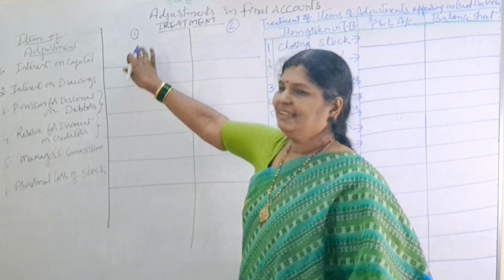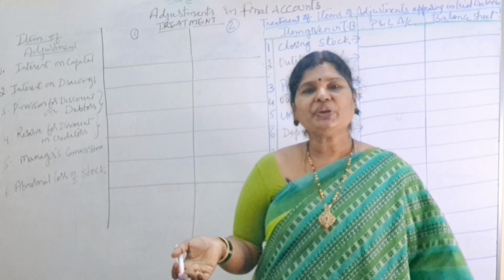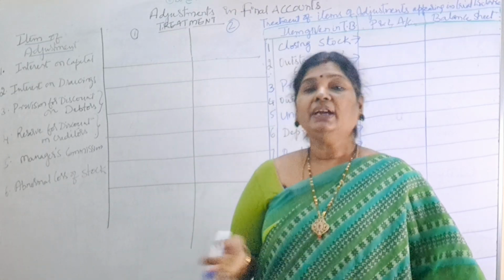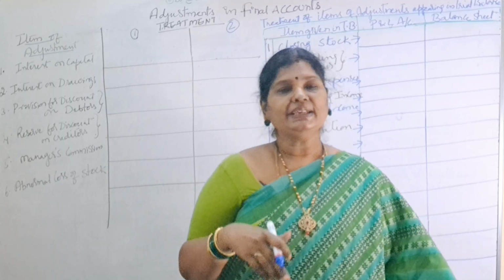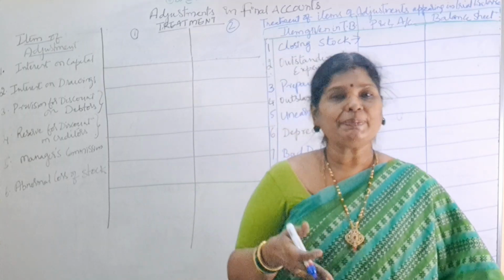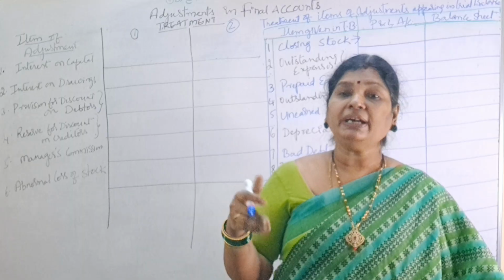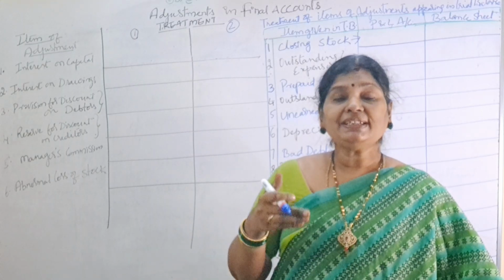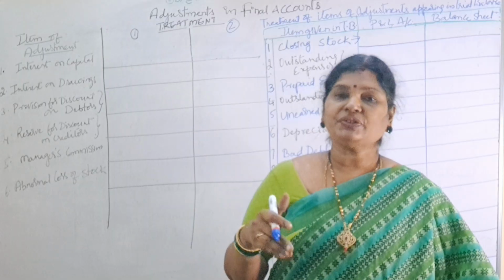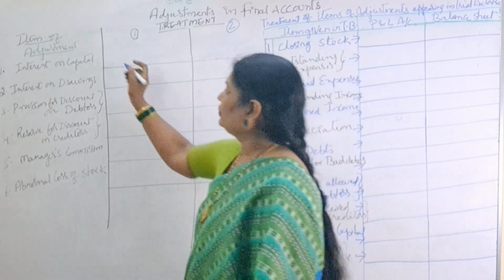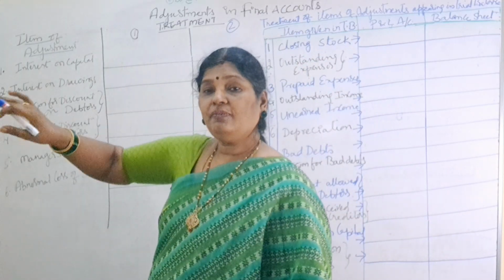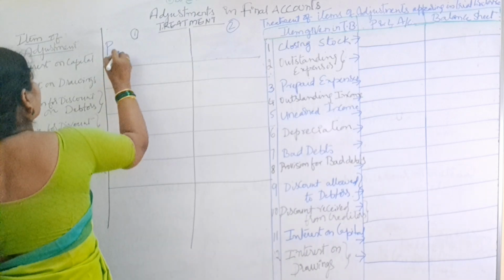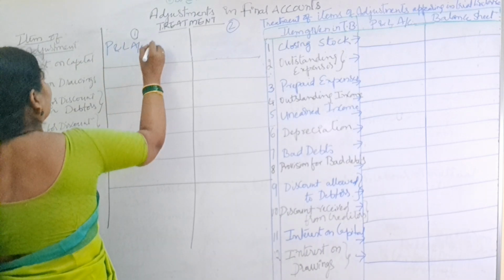So what's the first one? Interest on capital. Where will you show interest on capital? Go to profit and loss account and show on the debit side. Why do we show it on the debit side? Because interest on capital is our expense, because we are paying this interest to the owner of the business, the proprietor of the business. Here our business is paying interest to the owner of the business. That is why we are showing it on the debit side of profit and loss account. What's the first step? Go to profit and loss account, debit side.